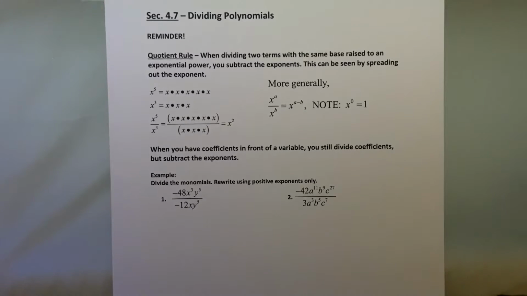Okay, intermediate algebra, let's do the last section for this chapter, dividing polynomials. Now we already saw with our exponent rules that when you divide with the same base, you subtract exponents. So recall these two problems from section 4.1 and 4.2.